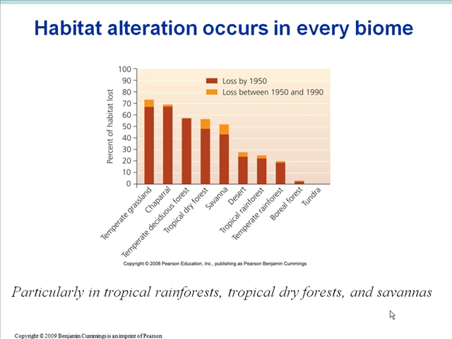Here's a figure that shows habitat alteration by biome, and you can see the percent of the habitat that is lost or altered, and whether it occurred before 1950 or between 1950 and 1990 based on the color. So take a look at that, see what the trends are and which habitat has the most losses and which are currently losing the most.